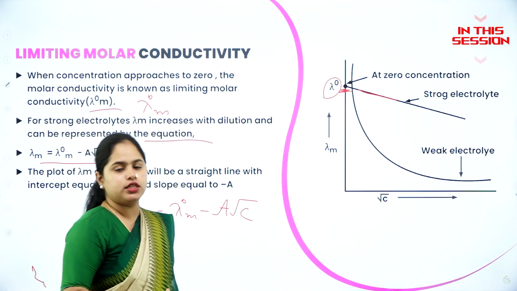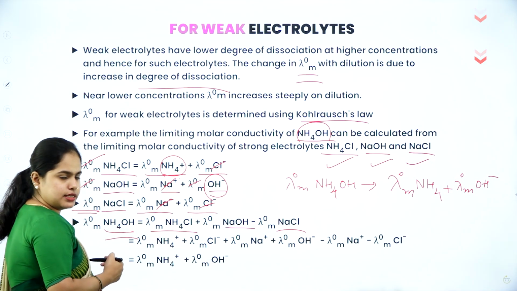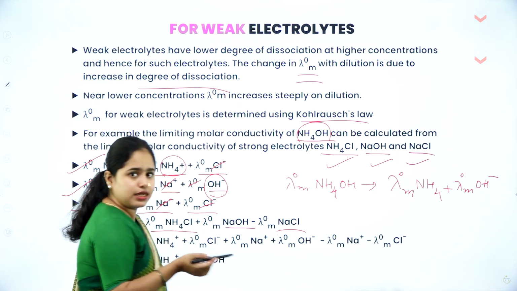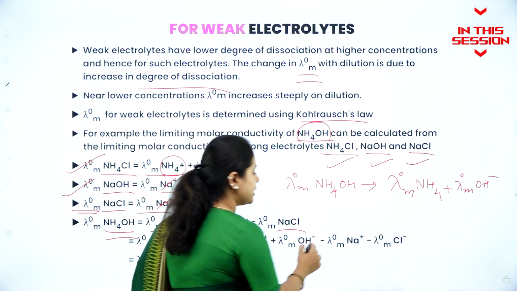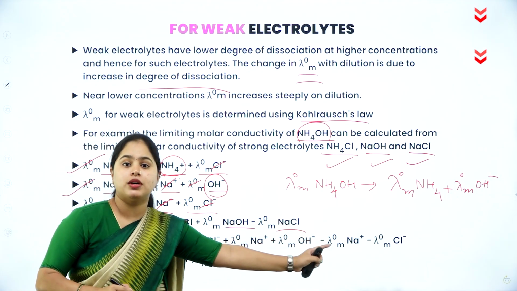It is the concentration. In NH4Cl, which are the ions? NH4 plus and Cl minus. Na plus and OH minus in case of NaOH, and in the case of NaCl it is Na plus and Cl minus. So these two are added and the last one is subtracted.